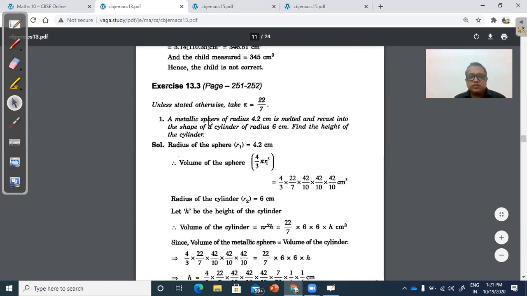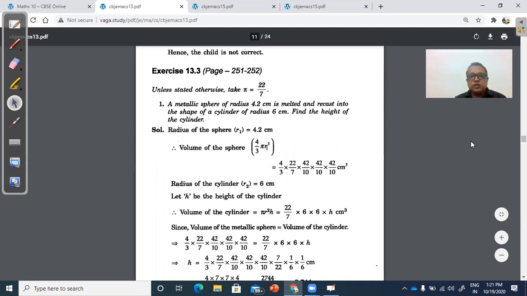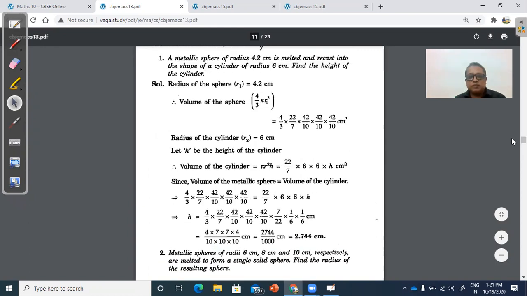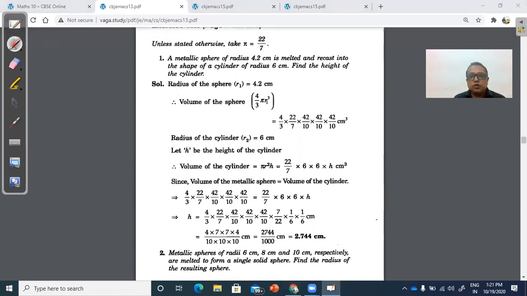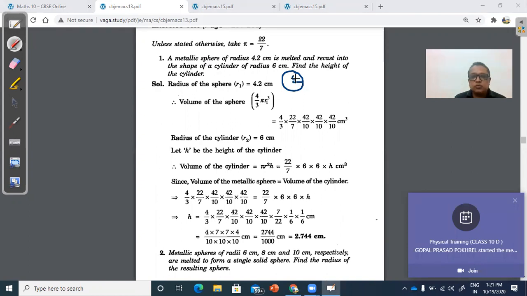The question says that there is a metallic sphere and the sphere is melted. Now please remember, when you melt one figure to the other, the volume remains the same. So what are we going to do? This is a metallic sphere of radius 4.2. It is melted into a cylinder of radius 6. The question is to find out the height of the cylinder.